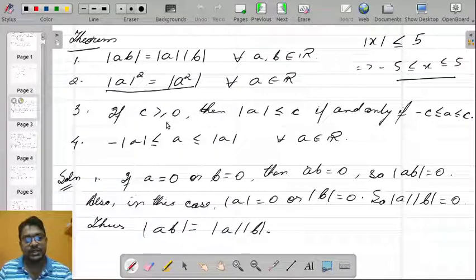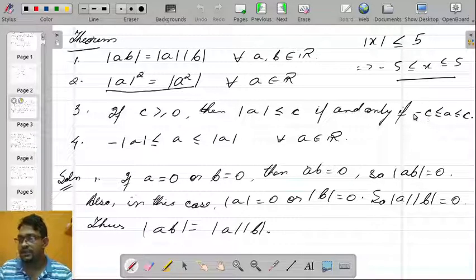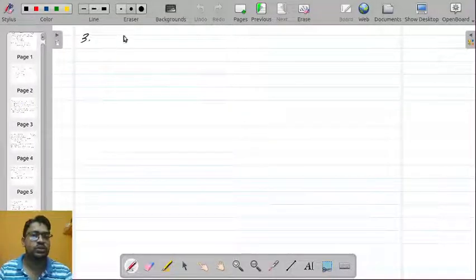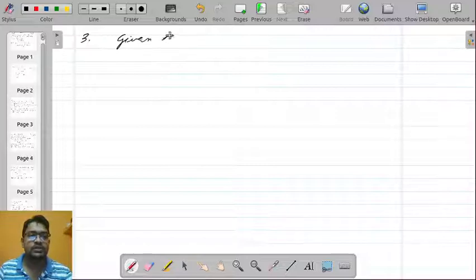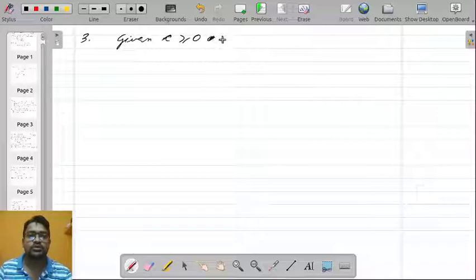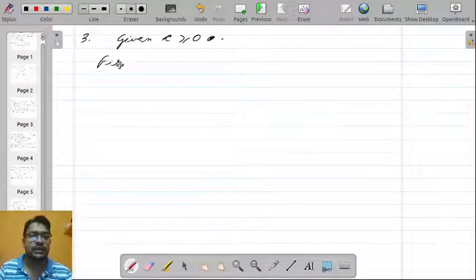Number 3 is what? If C is greater than or equal to 0, then mod A less than or equal to C, if and only if A lies between minus C and plus C. Okay, so let us try to show this. Given C is greater than or equal to 0. Okay, and there are two parts here, if and only if.